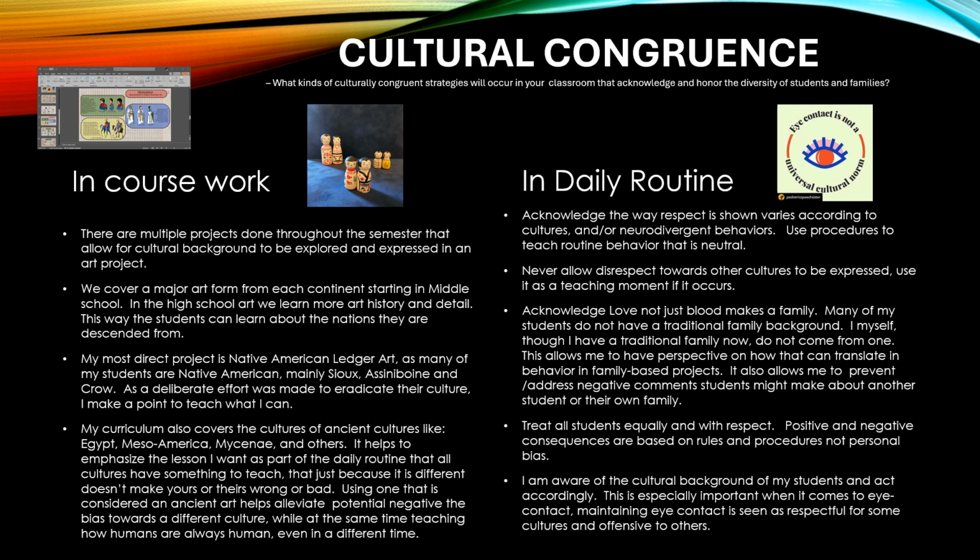It helps to emphasize the lesson I want as part of the daily routine: that all cultures have something to teach. That just because it is different doesn't make yours or others wrong or bad. Using one that is considered an ancient art helps alleviate potential negative bias towards a different culture, while at the same time teaching how humans are always human, even in a different time.